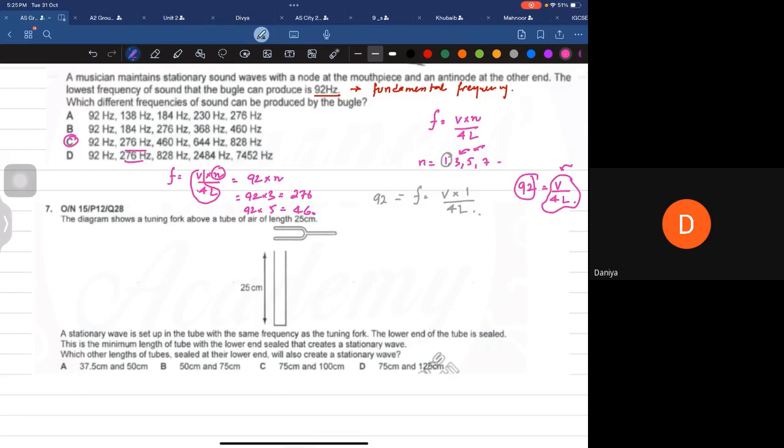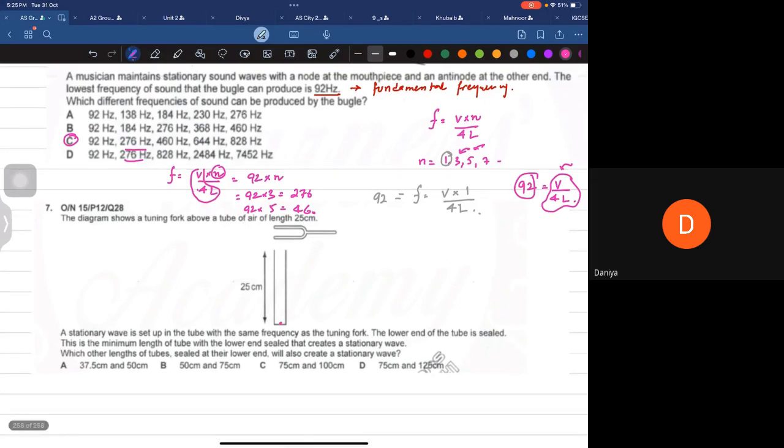See that they've said that there is a tuning fork, and right now the length is 25. Now, a stationary wave is set up in the tube when it has the same frequency as the tuning fork, right? And the lower end of the tube is sealed. When it is sealed, obviously it is a one end open, one end closed system, which means again we have to use F equals V times N over 4L. And also, we should understand that N has to be 1, 3, 5, 7, and so on.